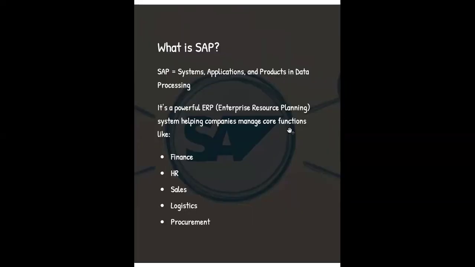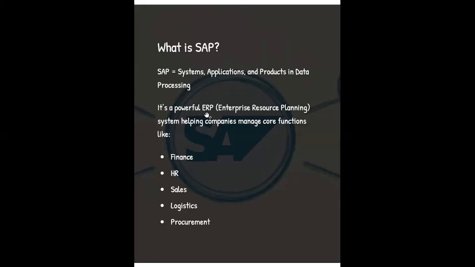Okay. So actually, we will start from the basics. What is SAP? The full form of SAP is System Applications and Products in Data Processing. Whenever you talk about SAP, you always pronounce it as SAP, letter by letter. Please keep it in your mind.